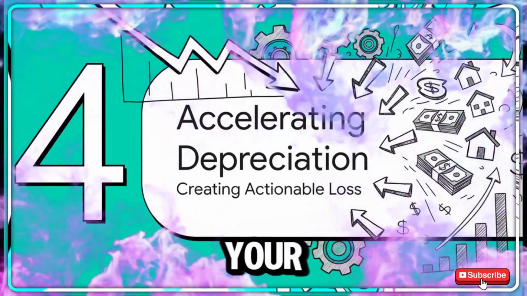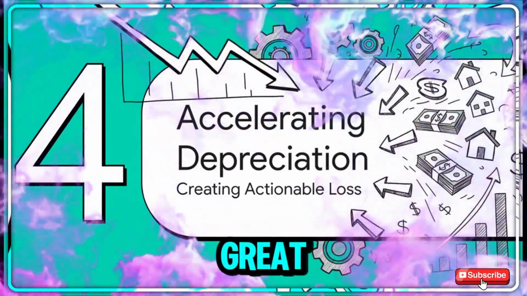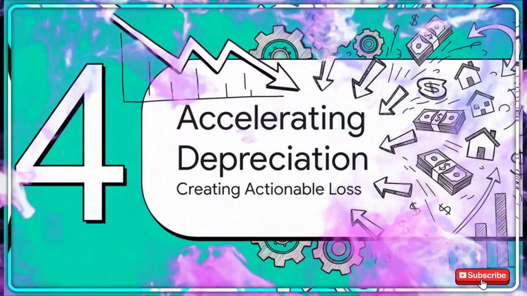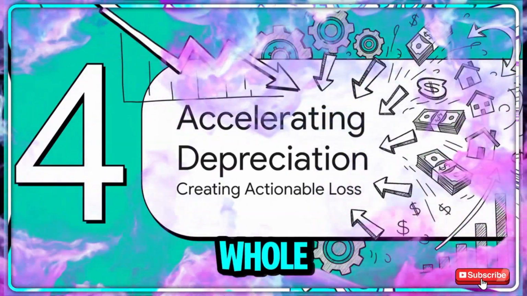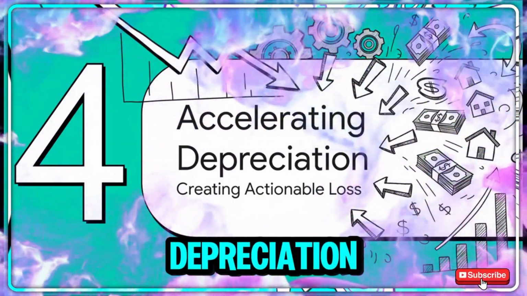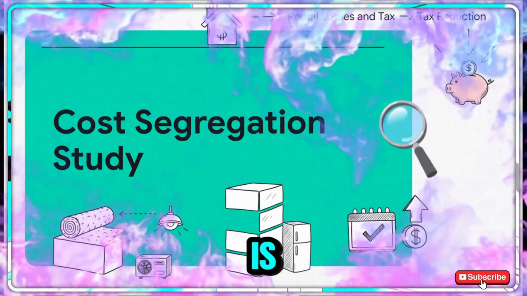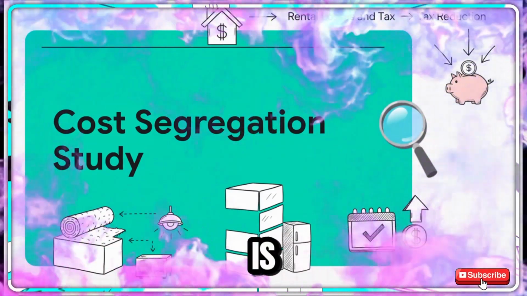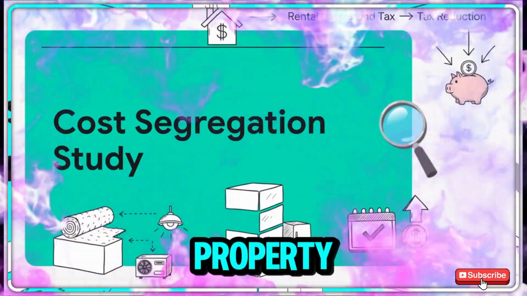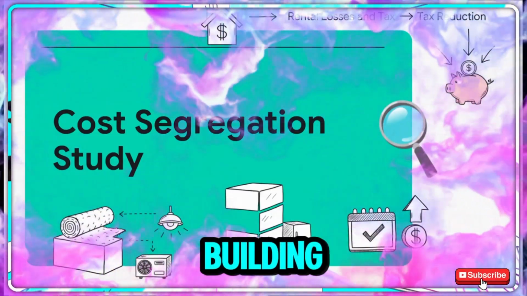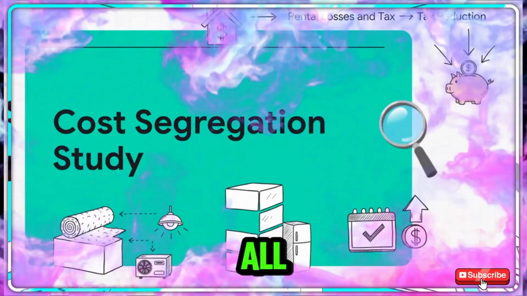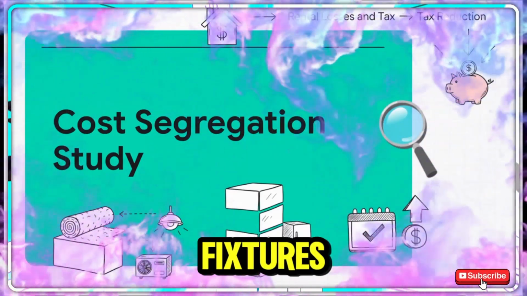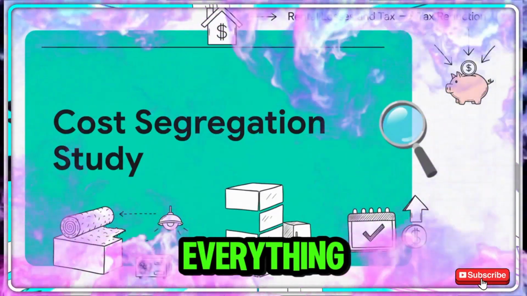Okay, so you've picked your path to make your rental active. Great, but where do these huge paper losses even come from in the first place? This brings us to the engine of the whole strategy: accelerating depreciation. The main tool you need here is something called a cost segregation study. The best way to think about it is like this. Instead of seeing your property as just one big thing, a building, the study breaks it down into all its little individual pieces. We're talking carpets, light fixtures, cabinets, appliances, everything.